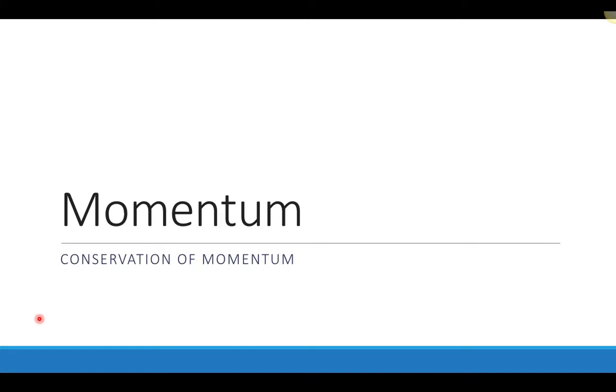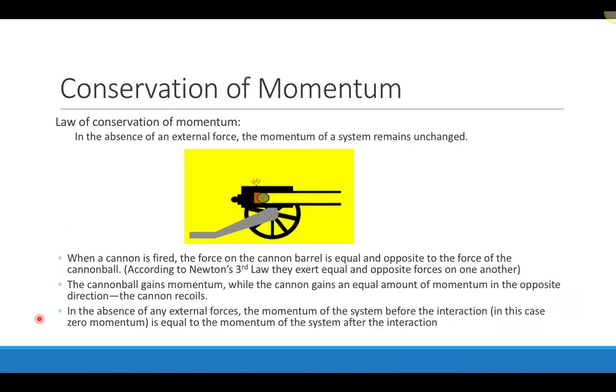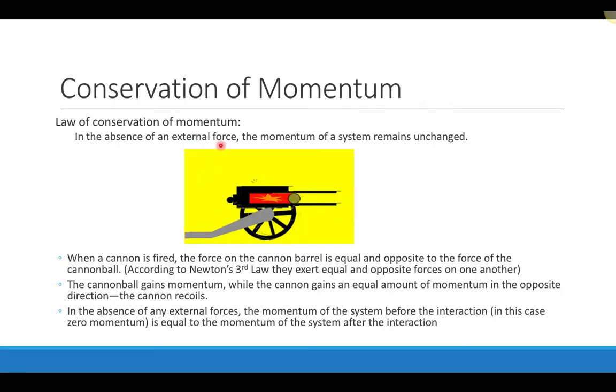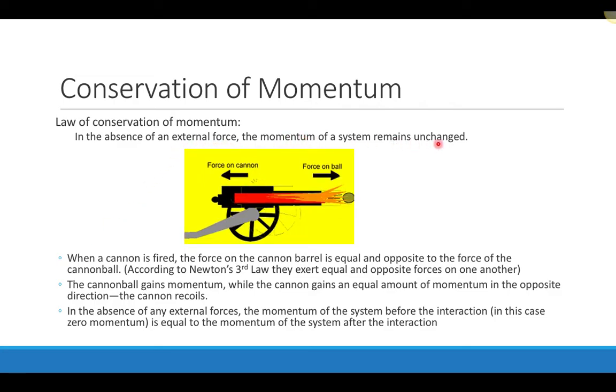In this presentation, we continue to talk about momentum, and specifically we look at the situation where momentum is a conserved quantity. So the law of conservation of momentum basically states that in the absence of any external forces, the momentum of a system remains unchanged. So when a quantity is conserved in nature, it basically means that that quantity is unchanged.